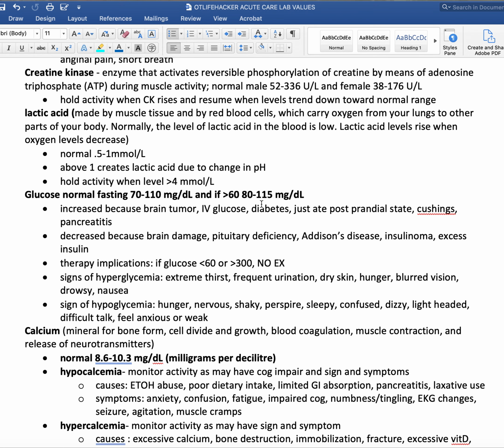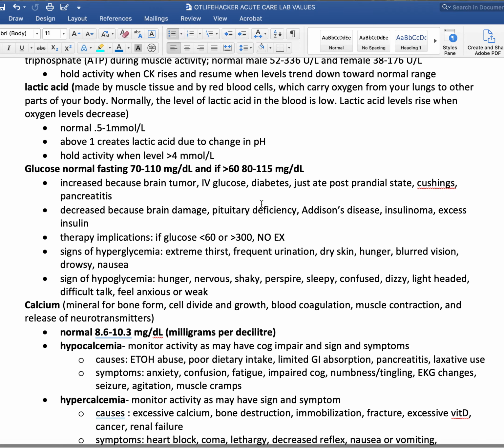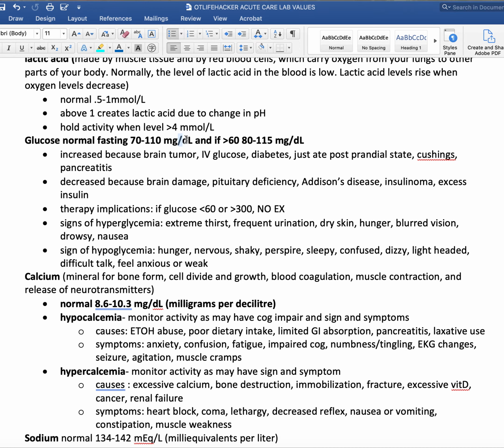And if greater than 60, 80 to 115. I have to check what I meant by this. I don't know what I meant by "if greater than 60" here, so I'll check back on that.